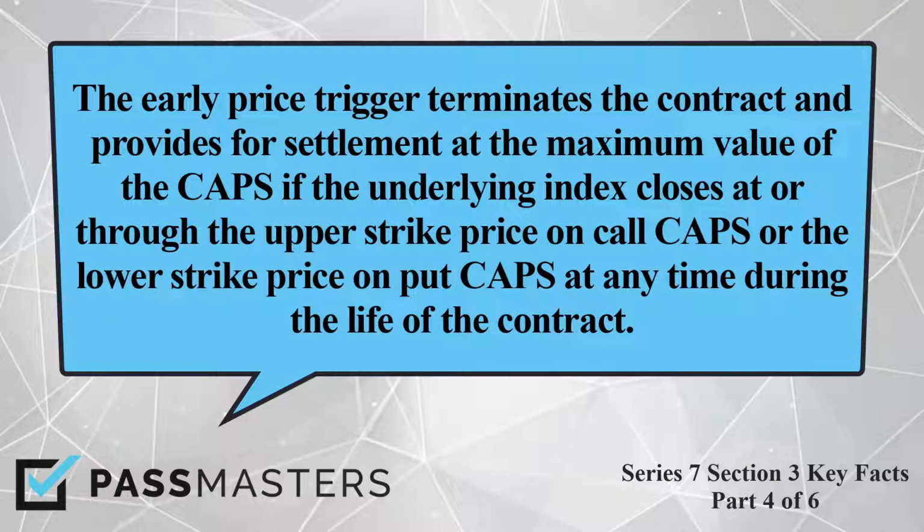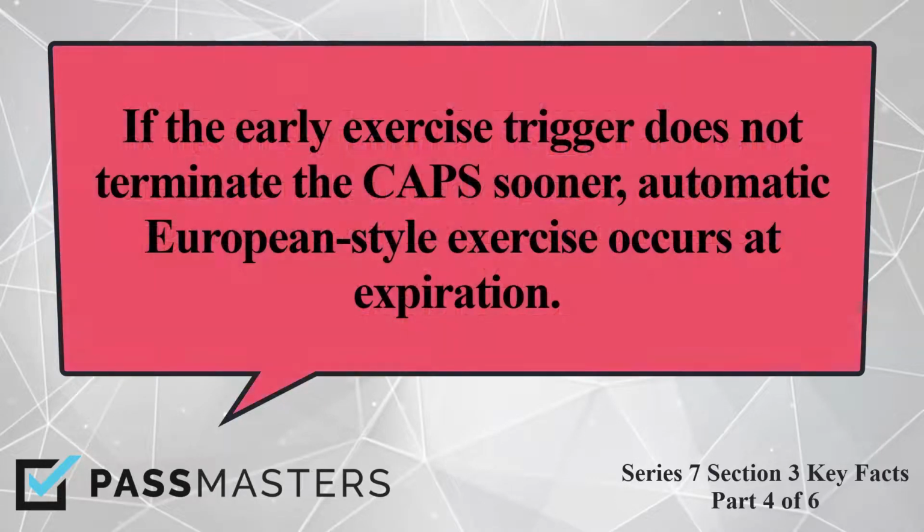The early price trigger terminates the contract and provides for settlement at the maximum value of the caps if the underlying index closes at or through the upper strike price on call caps or the lower strike price on put caps at any time during the life of the contract. If the early exercise trigger does not terminate the cap sooner, automatic European-style exercise occurs at expiration.